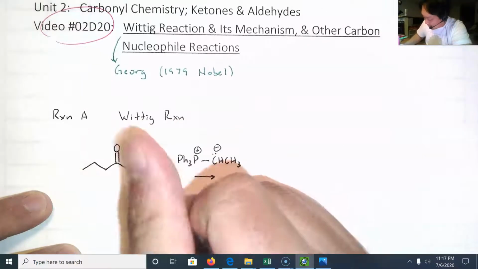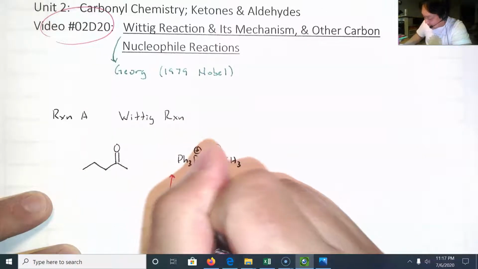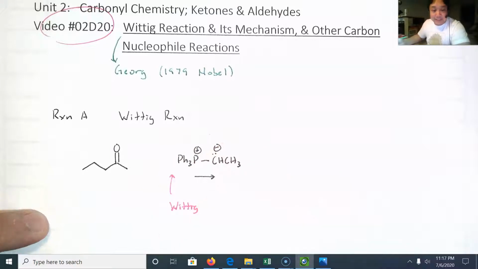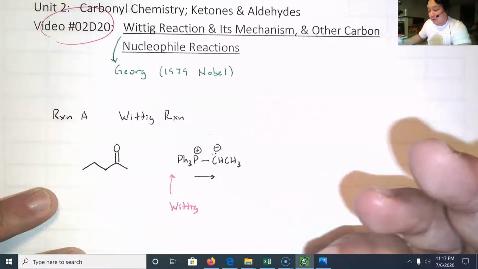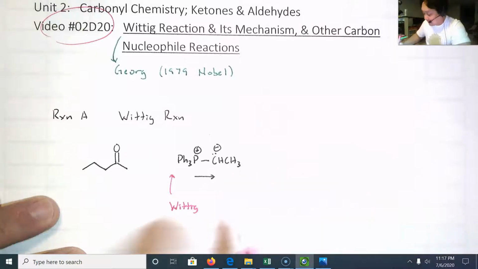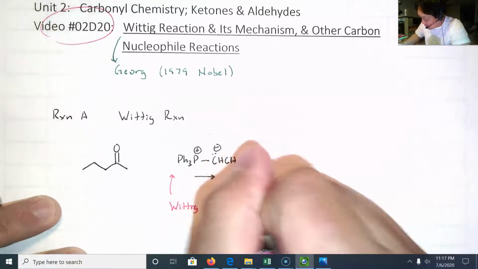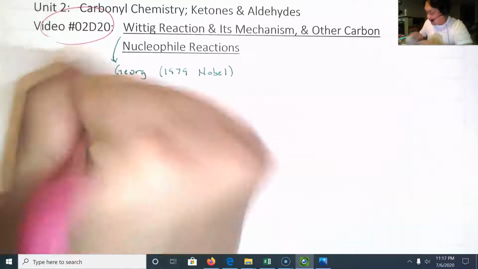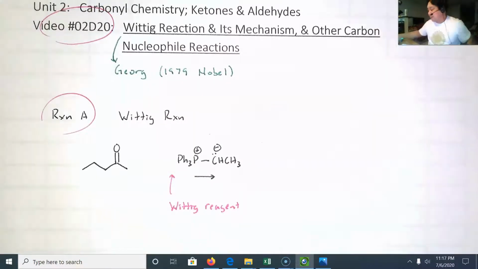And we'll have time. I'll show you how to make the Wittig reagent because maybe in a synthesis, your professor will say, well, you can't buy this. How do you make this? And I'll show you that also. What are we going to do?